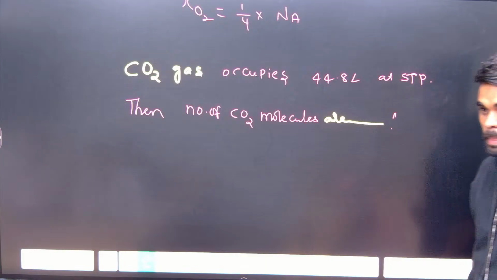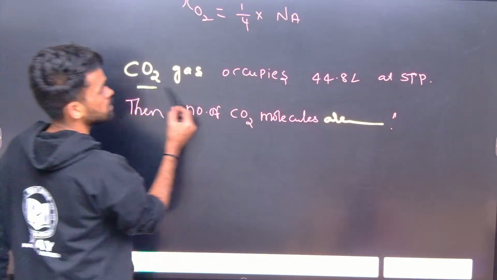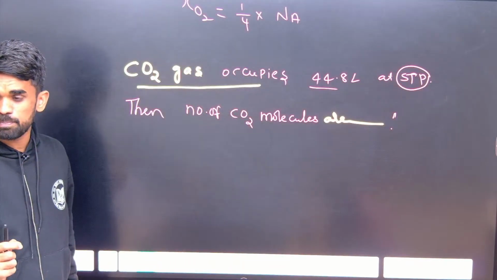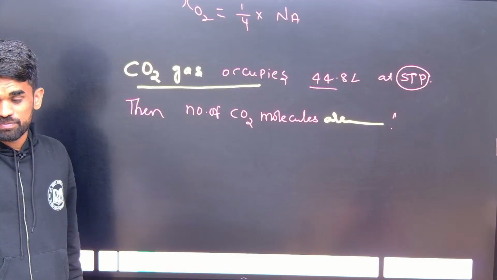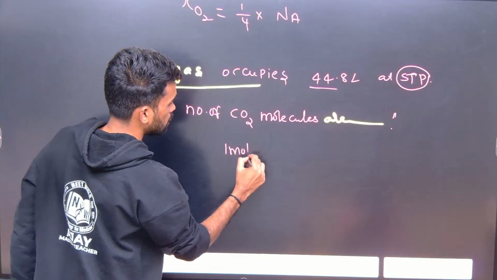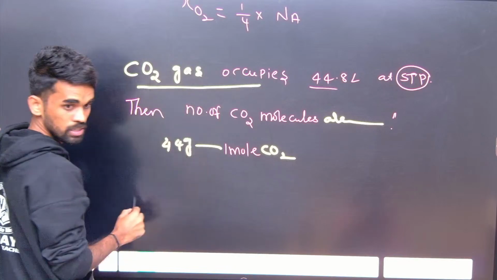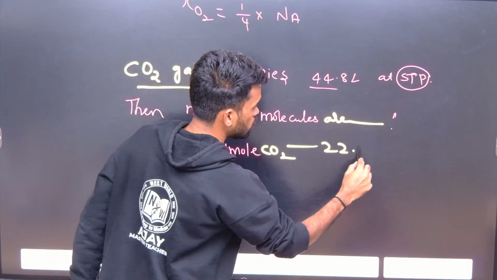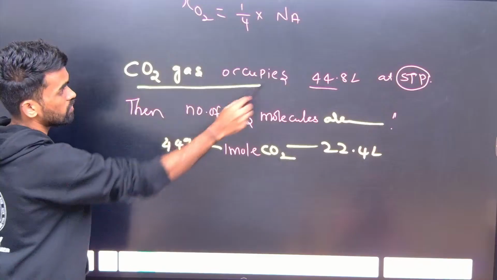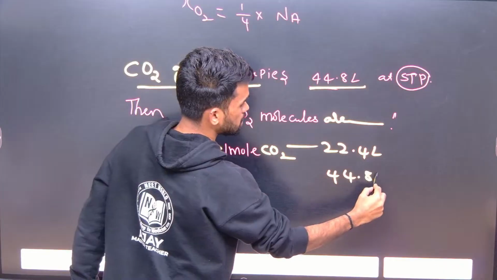This question. So just tell me whatever the concept you know based on that. See, CO2 occupies how much volume at STP. This is mentioned now. So whenever they mention STP, that should come into your mind that 1 mole of gas will occupy. So 1 mole of CO2, what is its molar mass? 1 mole of CO2 is nothing but 44 grams. So 44 grams will occupy 22.4 liter. Okay. So now what I have given in the question, 44.8 liters are given here.